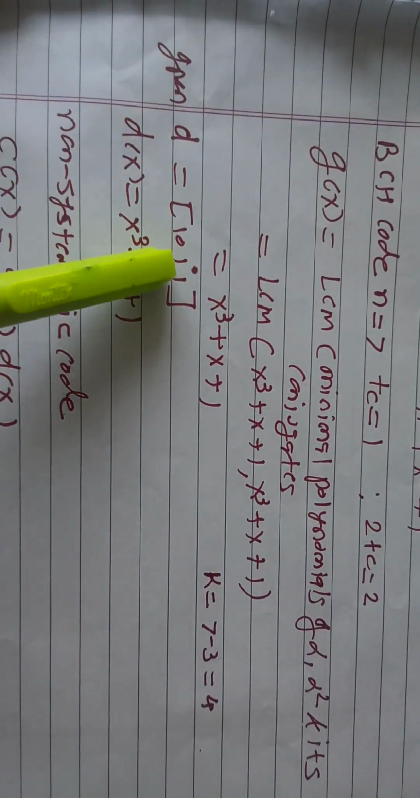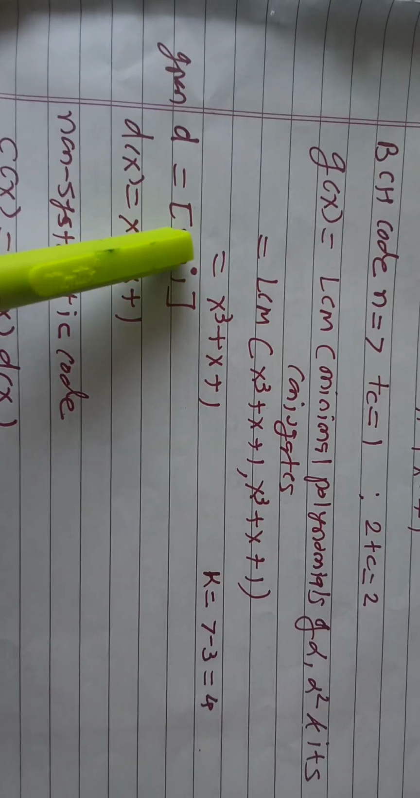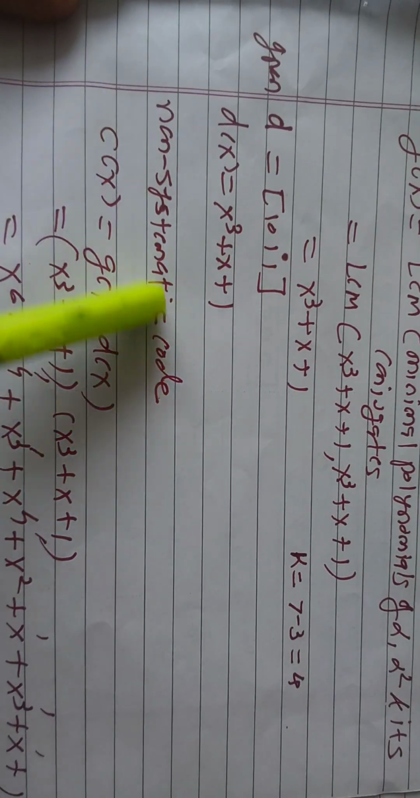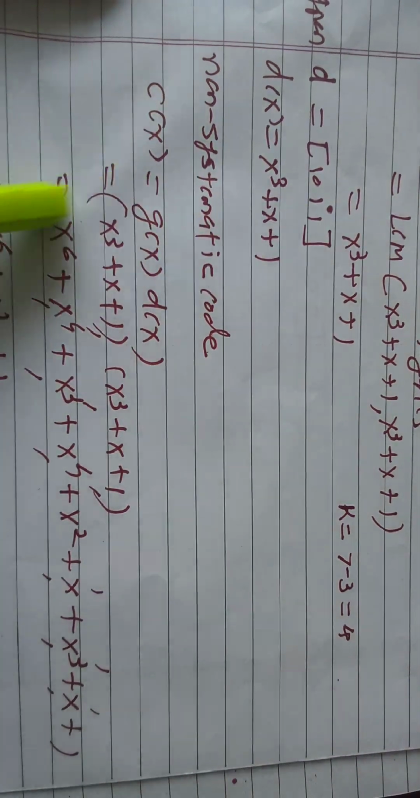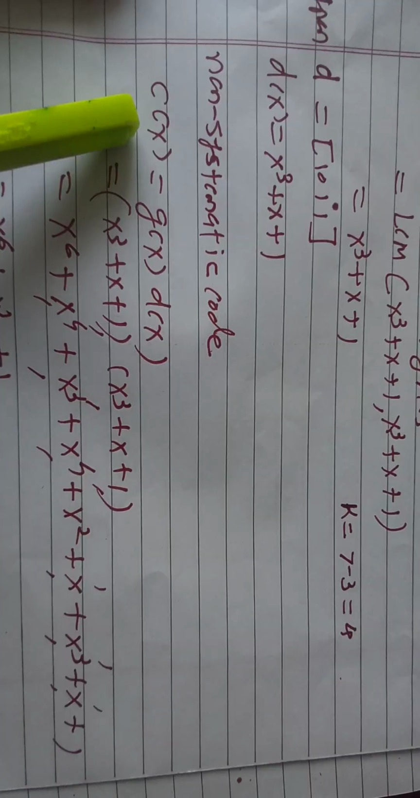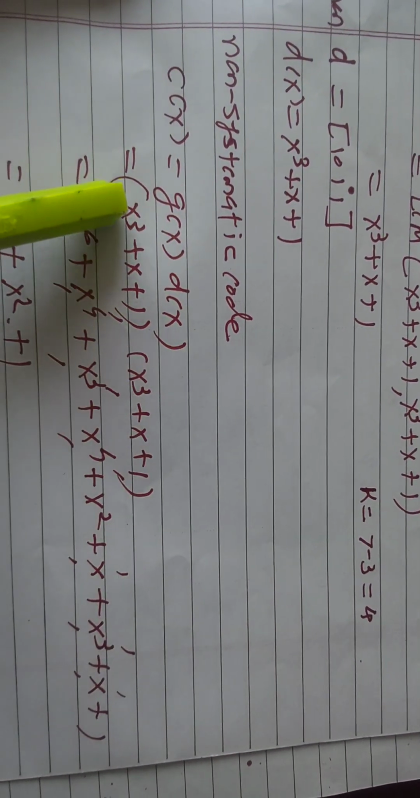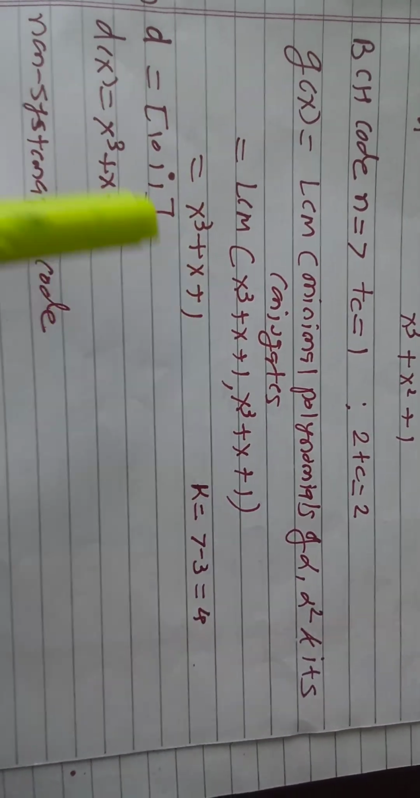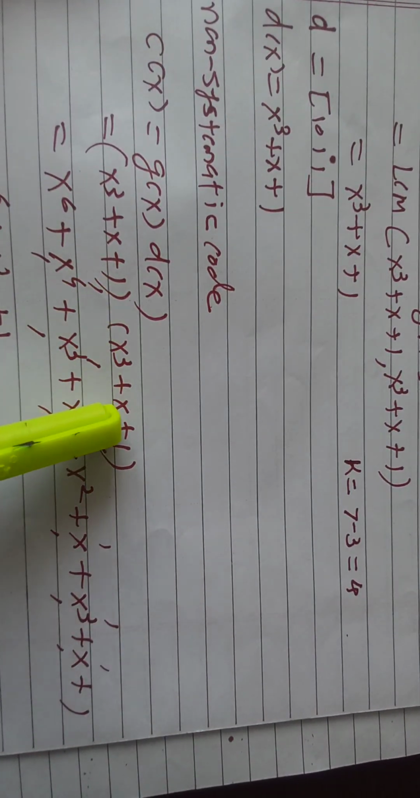Now d they have given. d is equal to 1011. Its polynomial is x cube, the x square term is not there, so 0, x plus 1. So the non-systematic code is the cyclic procedure. Non-systematic is c(x) is equal to g(x) into d(x). So g(x) is x cube plus x plus 1, and this is g(x) into d(x), x cube plus x plus 1.